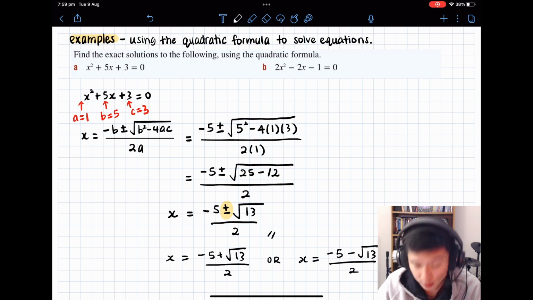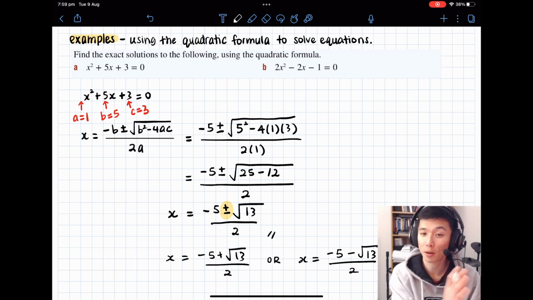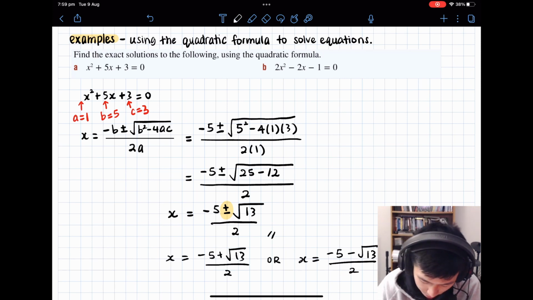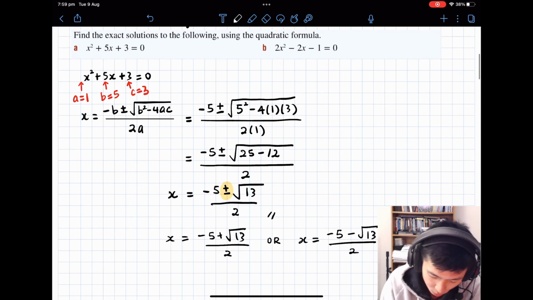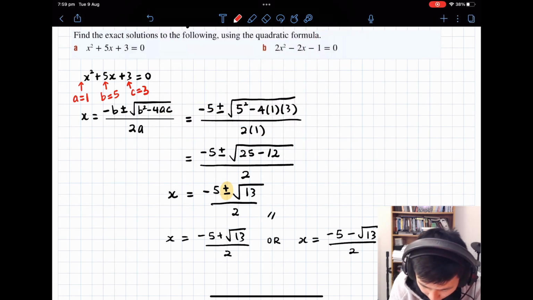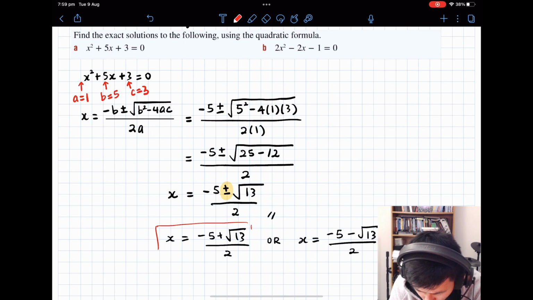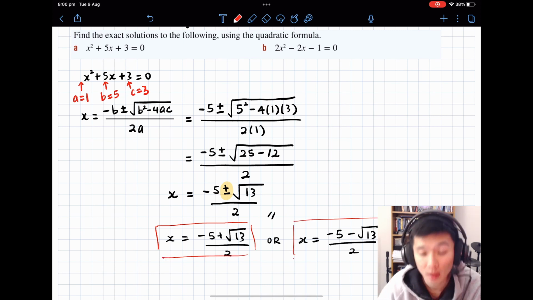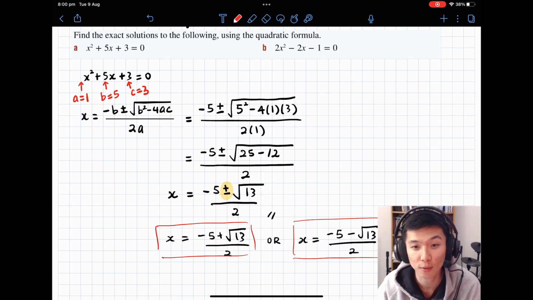Okay? As you can see here, we take the positive case, plus, or we take the negative case, where it's a minus. Okay? So here are my two solutions, and generally it is good habit to draw a box around your solutions so the marker knows that they are the solutions that you've found.